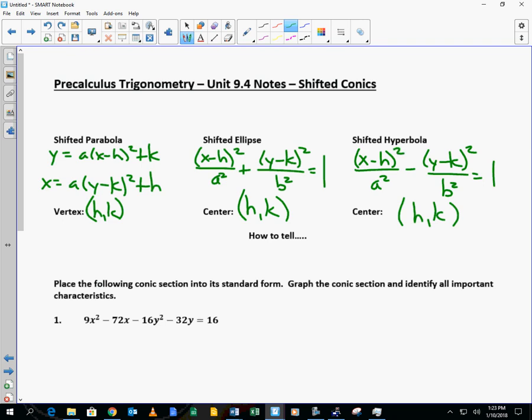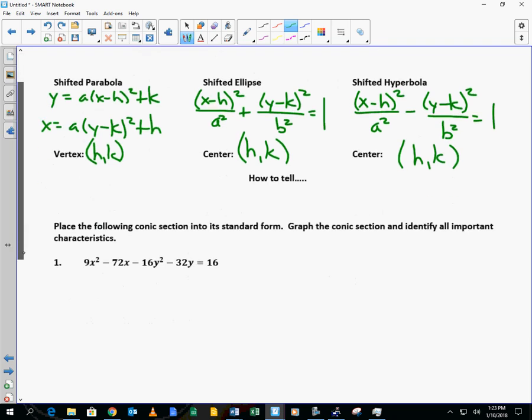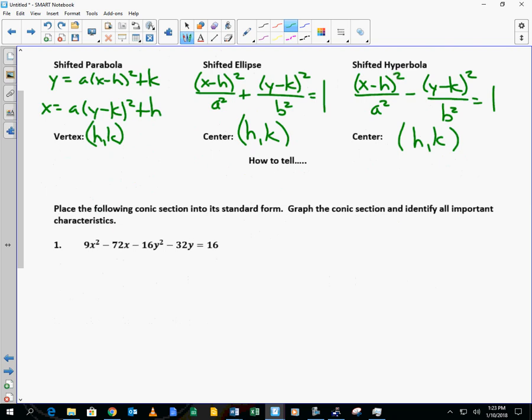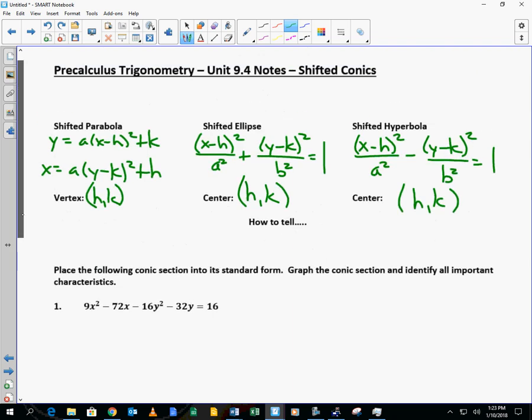So the big question is, how do you tell them apart if they look like this? 9x squared minus 72x minus 16y squared minus 32y equals 16. That's either a parabola, an ellipse, or a hyperbola, or a circle. How do we even know? We are going to put it in standard form, but we should have a goal in mind. We should either have this goal in mind, this goal in mind, or that goal in mind.